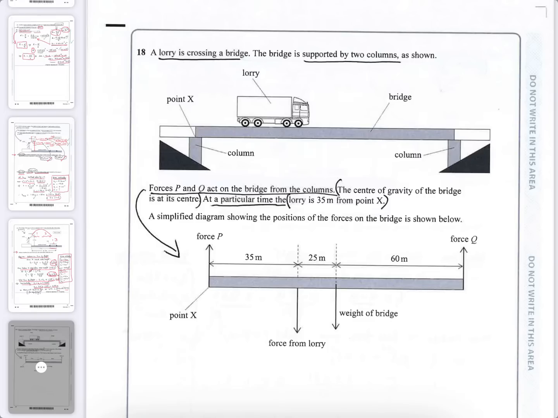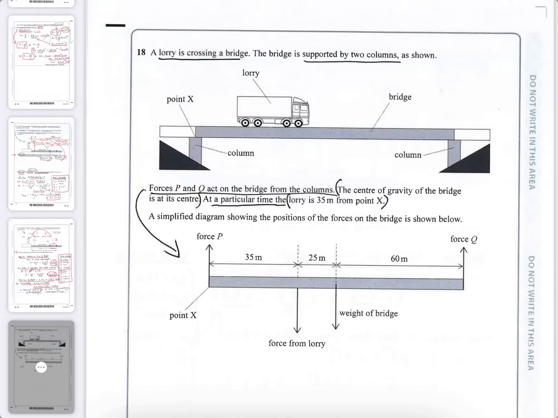So its mass or its weight will act from its center of mass, which is the center of the length between the 2 columns. So at a particular time, the lorry is 35 meters from point X. So that's from support of column X, or the force called P.